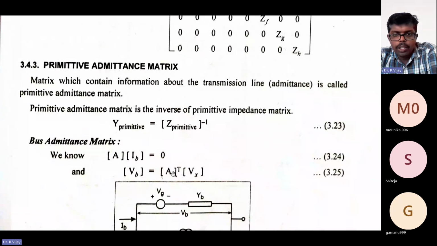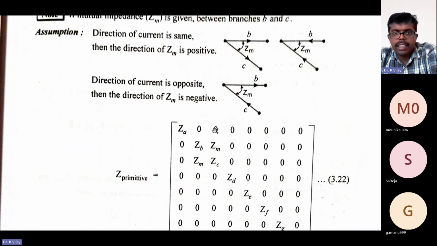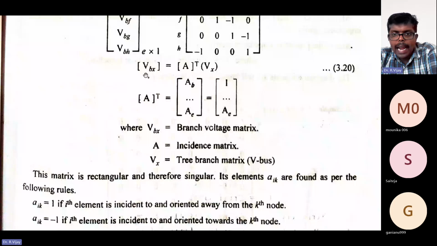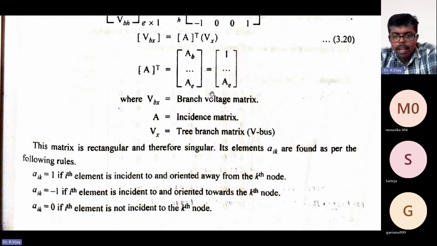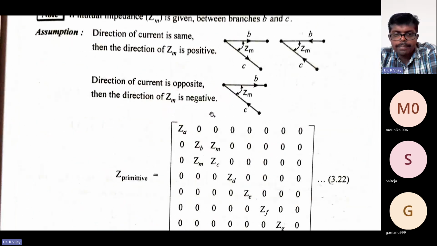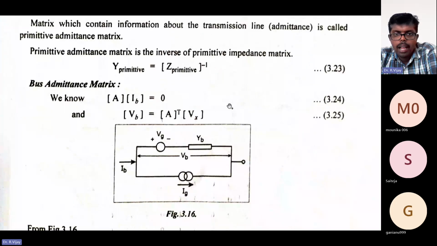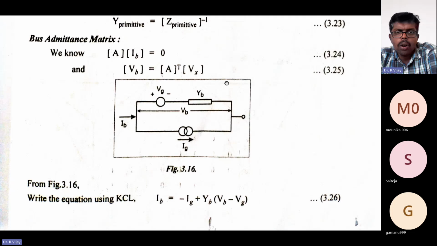Next, VB is equal to A transpose into VX. That is the branch voltage matrix, which I said is very, very important. VB, the branch voltage matrix, is equal to A transpose into the tree branch voltage matrix VX. So take this as some equation number.